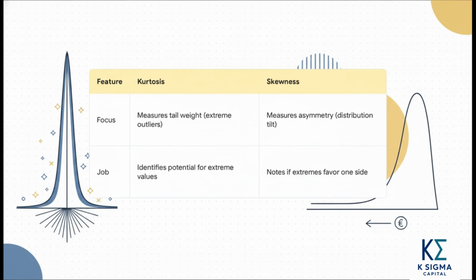A lot of people get this mixed up with another stat term called skewness, and they're related but different. Skewness is all about asymmetry, like does the graph lean to one side or the other? Kurtosis, though, couldn't care less about the lean. It's all about the tails, the potential for those crazy outliers on both ends.